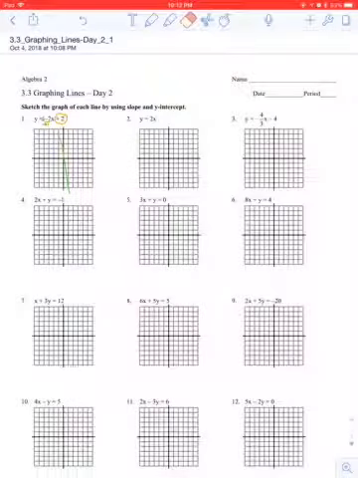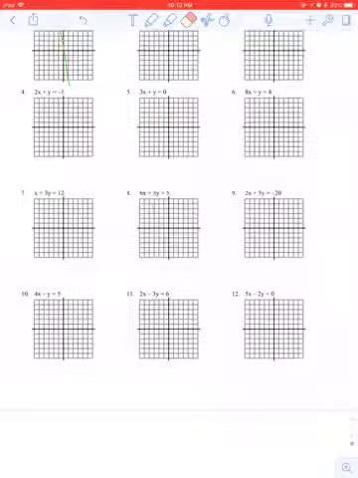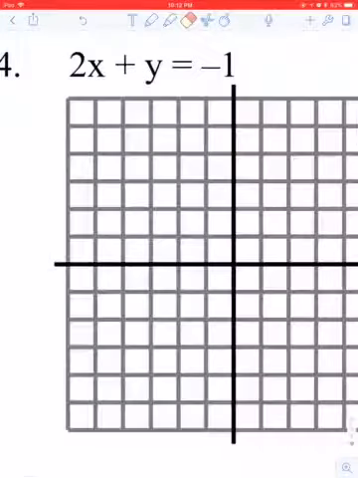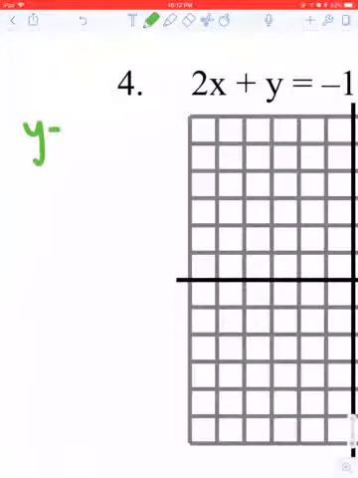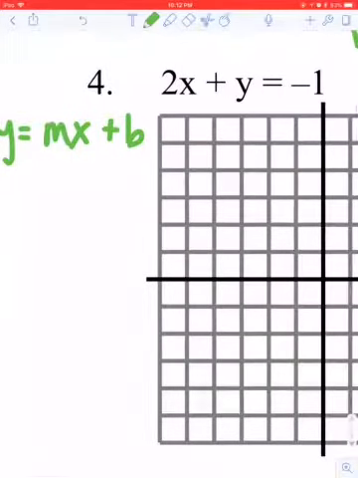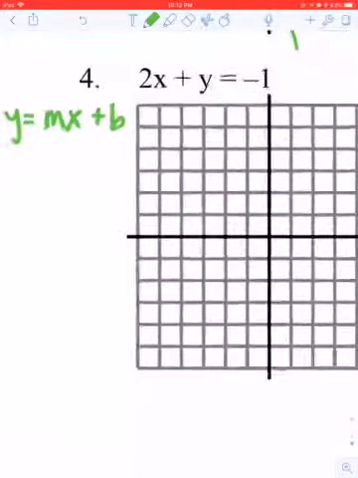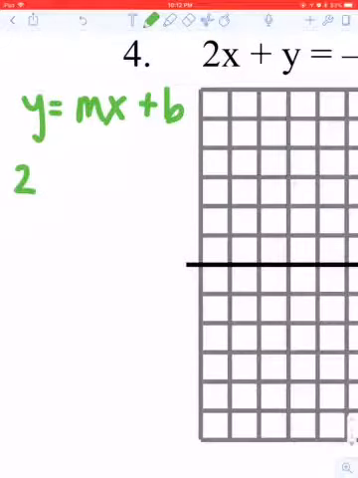The new stuff for today is starting the second row here. Let's look at number 4. So remember, to start this graph, you need your equation in y equals mx plus b, where y is by itself, and then you have a number with the x plus another number at the end. So here, 2x plus y equals negative 1. We need to rewrite that.